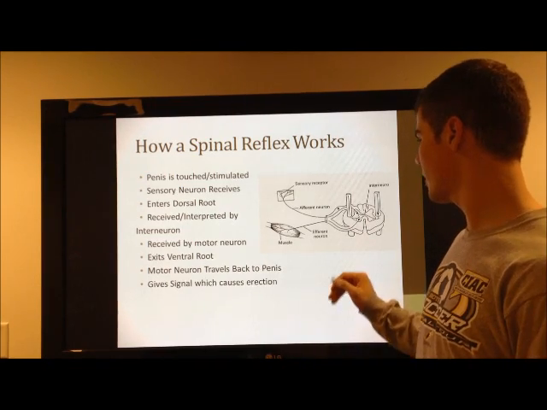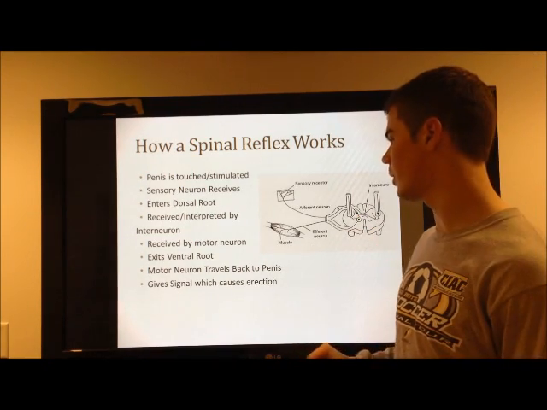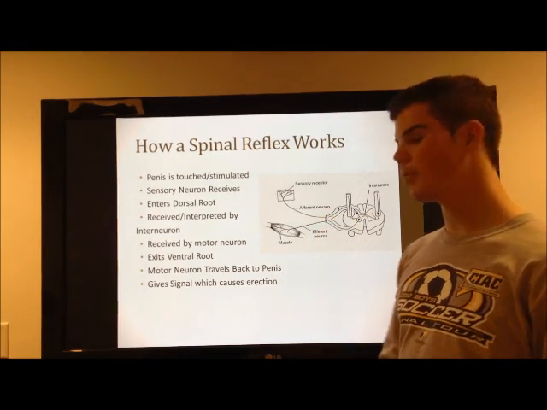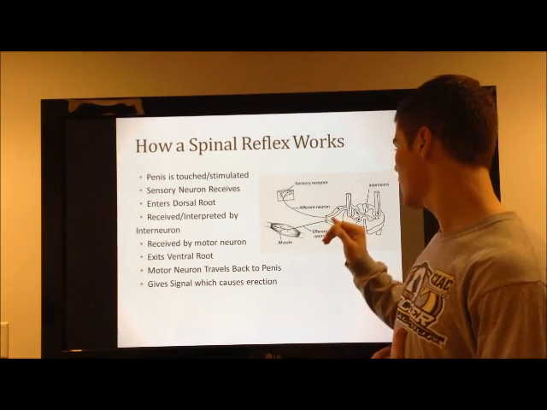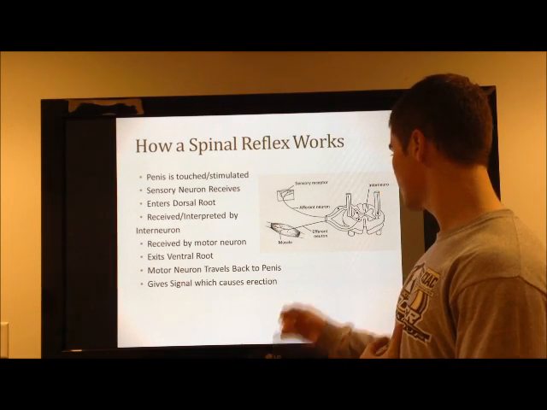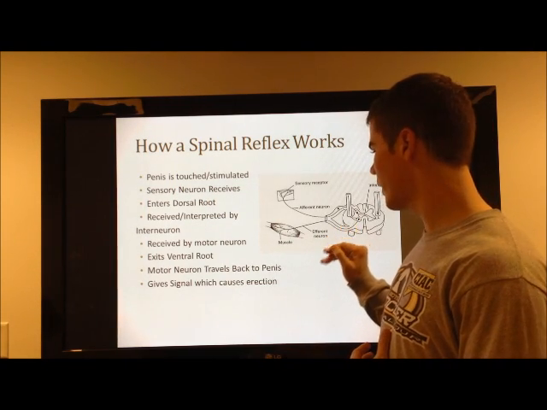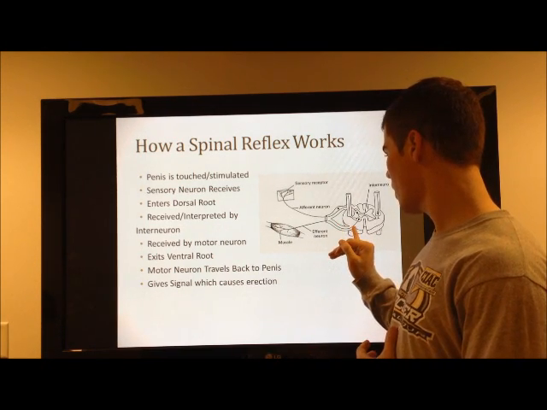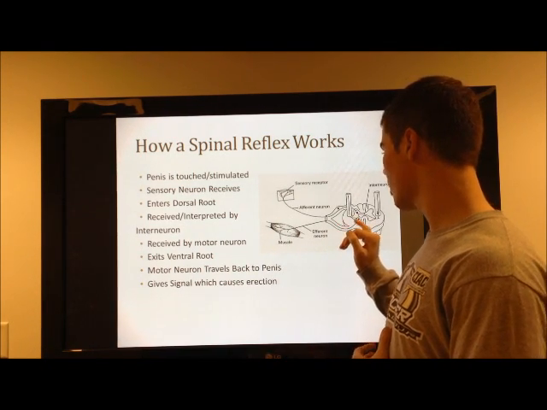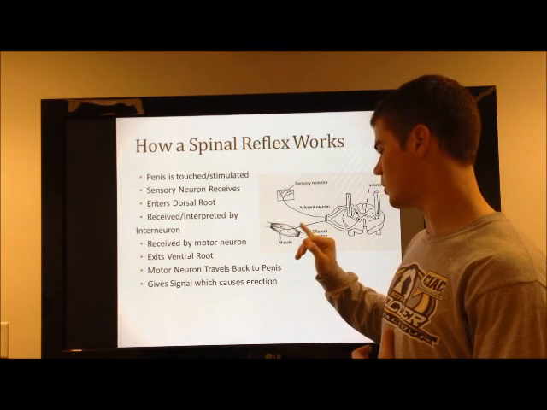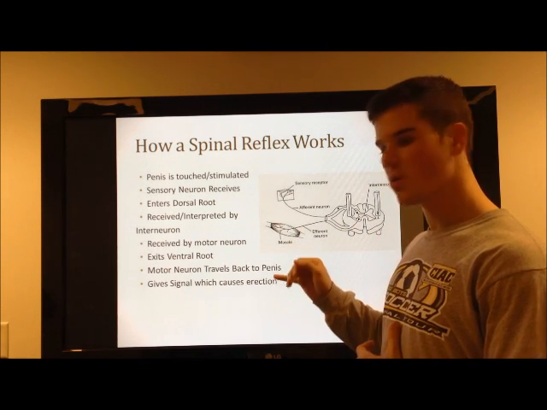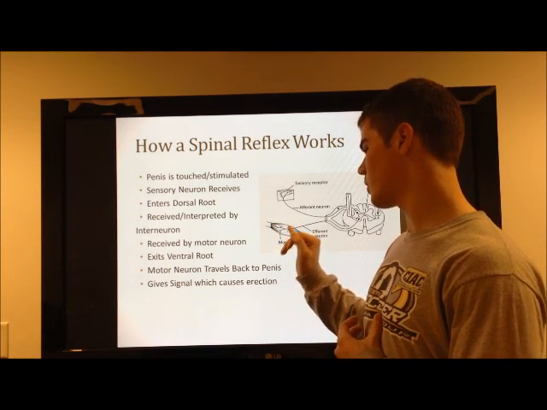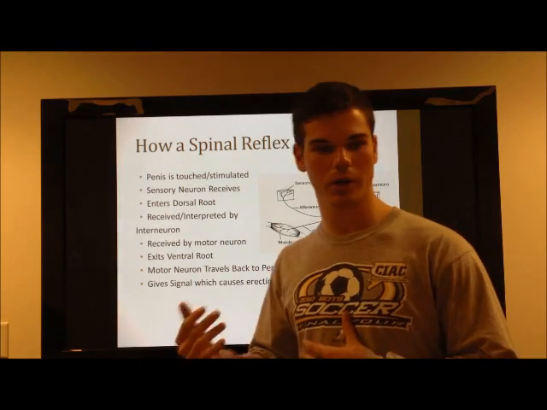So then you have your interneuron here, which is responsible for interpreting the sensory receptor and actually putting it into a motor function, which is then received by the motor neuron, which exits the ventral root, which is opposite of the dorsal root, and this causes the motor function, which travels back to the penis, which right here is a muscle. This motor function travels back to the penis, which gives the signal for an erection.